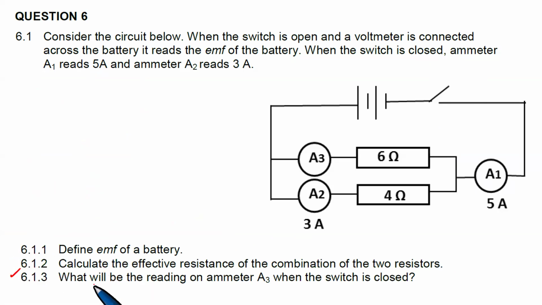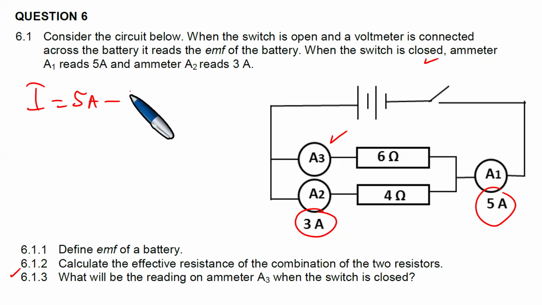Now let us look at 6.1.3. What will be the reading on ammeter A3 when the switch is closed? Obviously we agreed that the switch is closed. We know very well that the total current through A1 is 5 amperes. Therefore, to get the current through A3, we subtract the 3 amps, because this one plus that one is 5. So it is 2 amperes. You can add 2 to 3 to get 5. So the current through A3 is exactly 2 amperes.